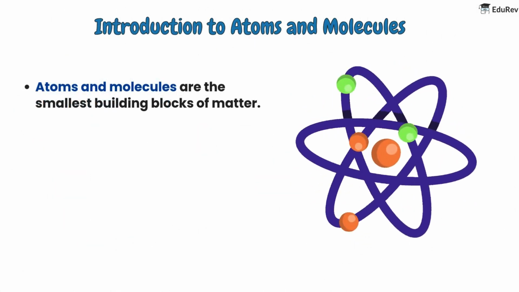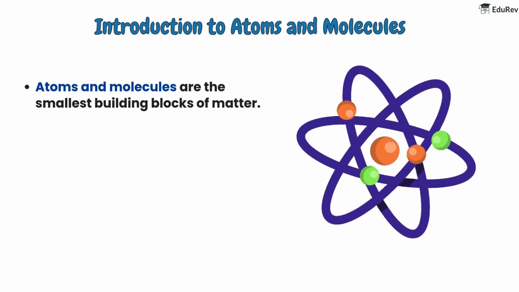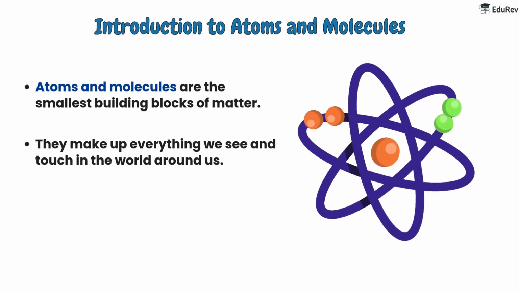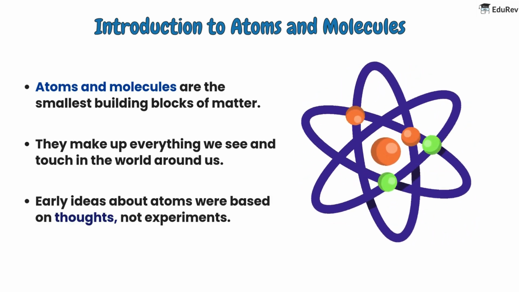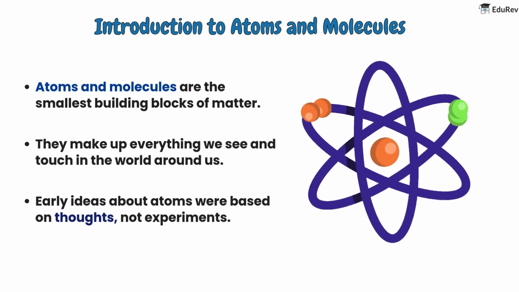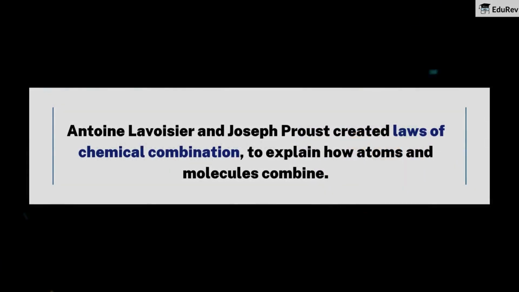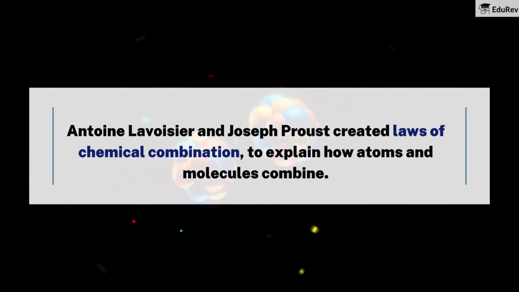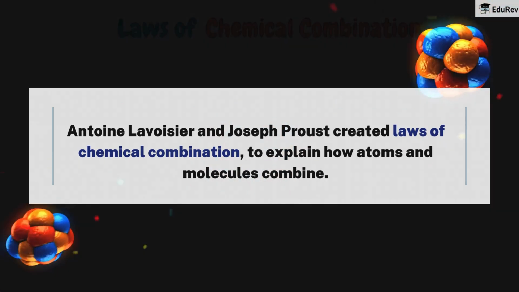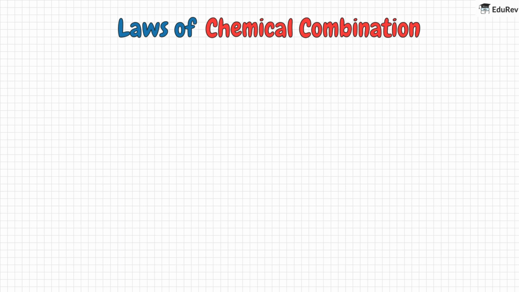Atoms and molecules are the smallest building blocks of matter. They make up everything we see and touch in the world around us. Early ideas about atoms were based on thoughts, not experiments. Antoine Lavoisier and Joseph Proust created laws of chemical combination to explain how atoms and molecules combine. Let us discuss these two laws of chemical combinations.